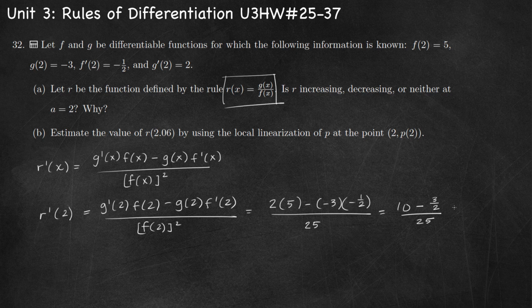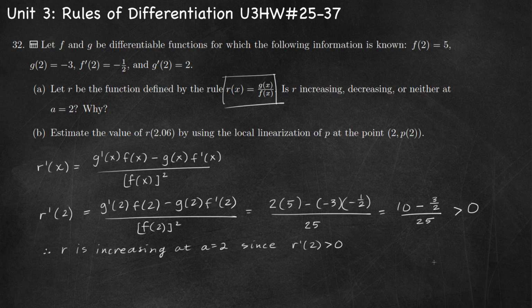Divided by 25 is positive. So I'm not really concerned about what this value is equal to. I just wanted to know if it's positive, negative, 0, or undefined. And it is positive, therefore we know r is increasing. So r is increasing at a equals 2, since r prime of 2 is greater than 0.